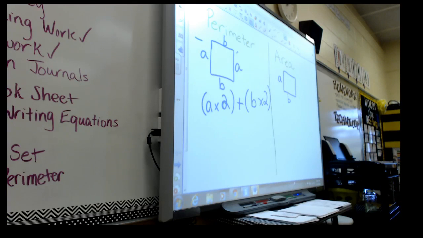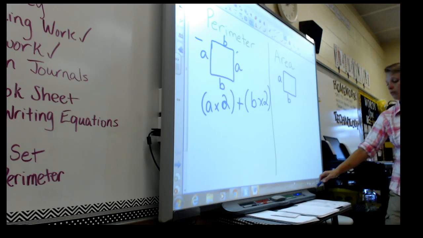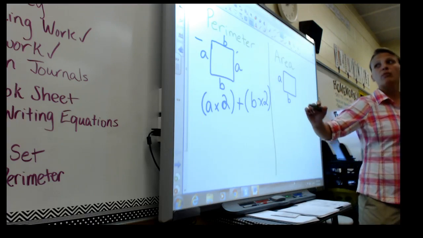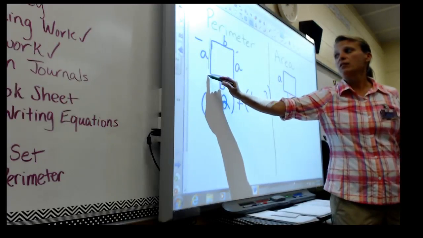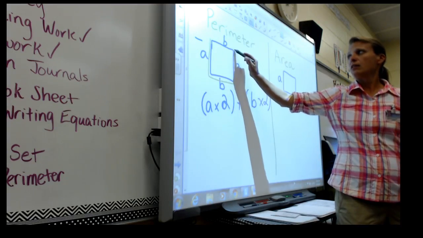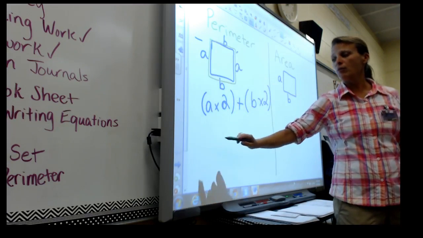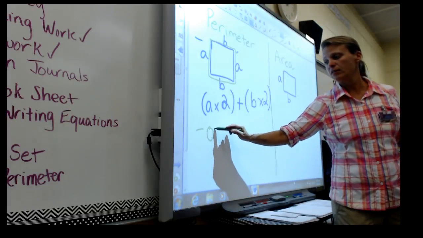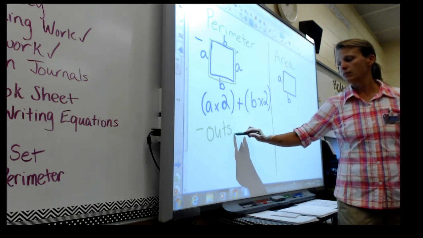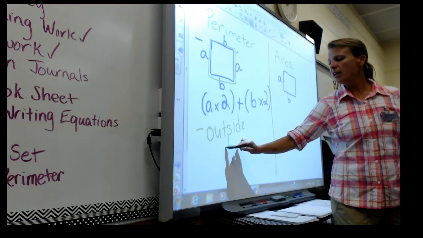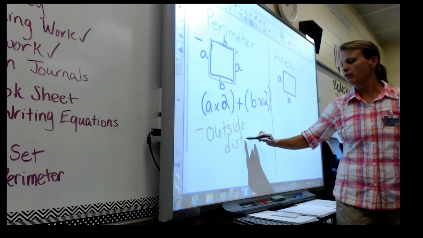Can you tell me what perimeter tells me first? It's like the inside. Perimeter? Oh, it's the outside of the square. Right, it's the outside. Yes, you may. So the perimeter tells me this distance all the way around the outside. What would I use the perimeter for?